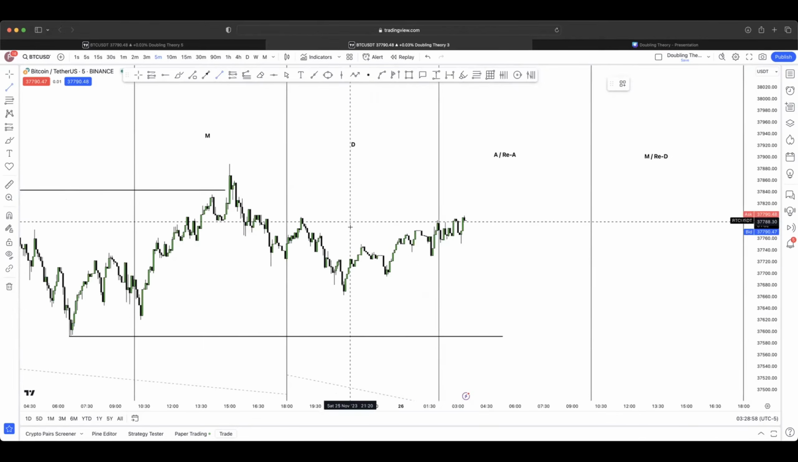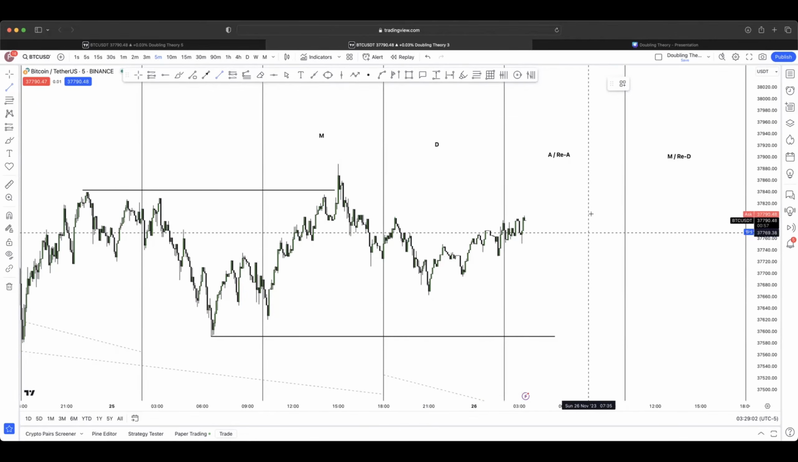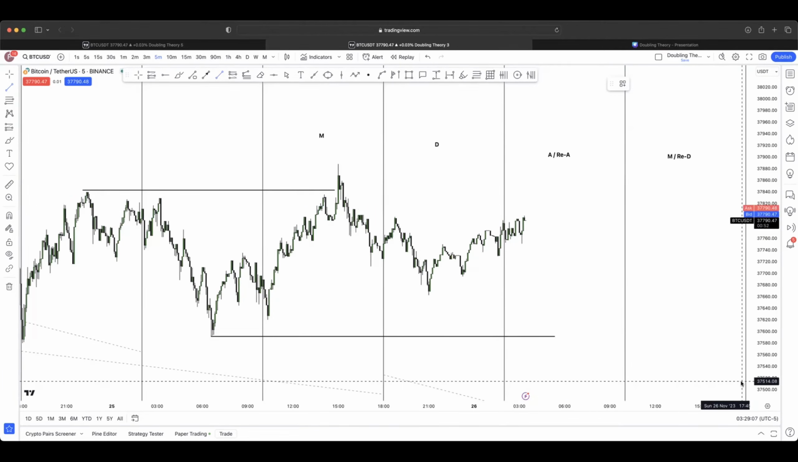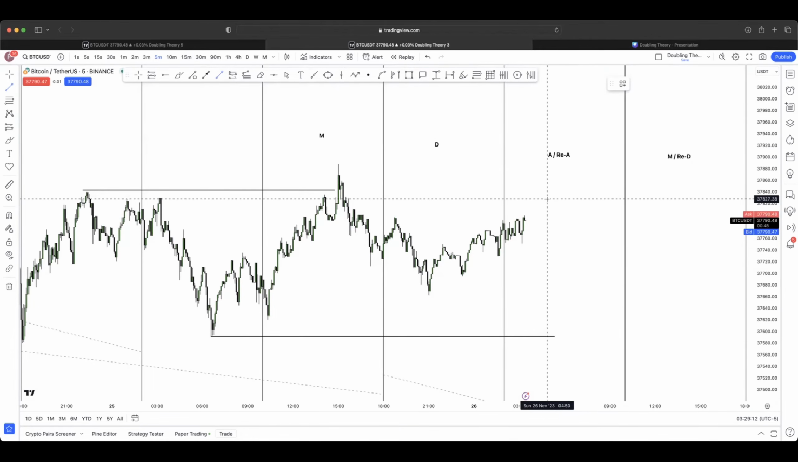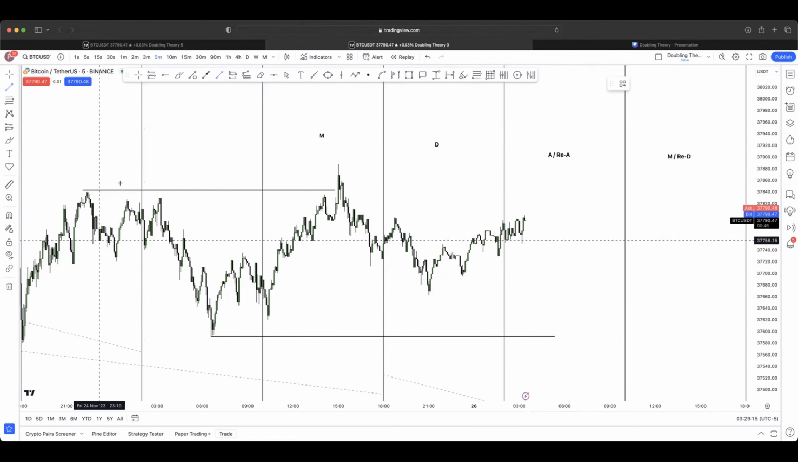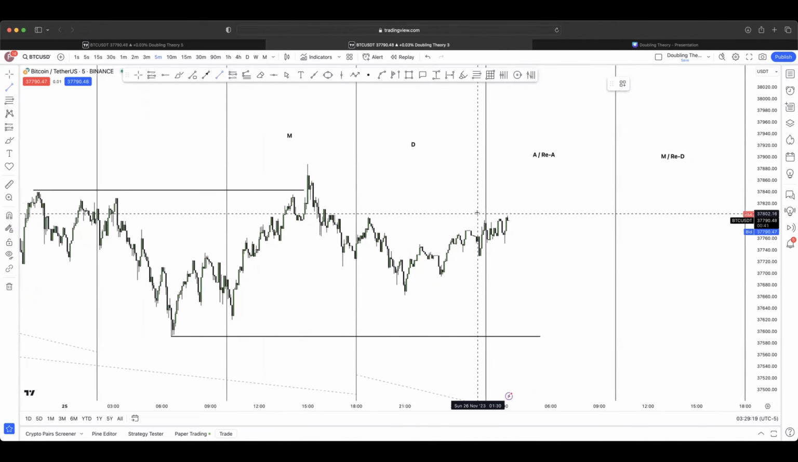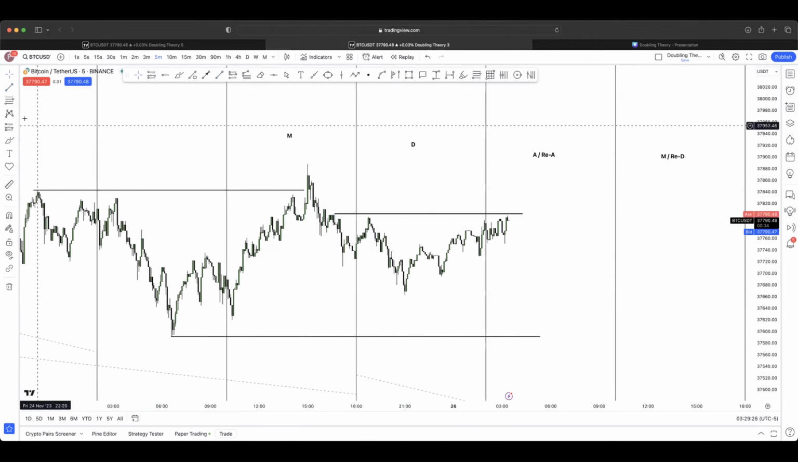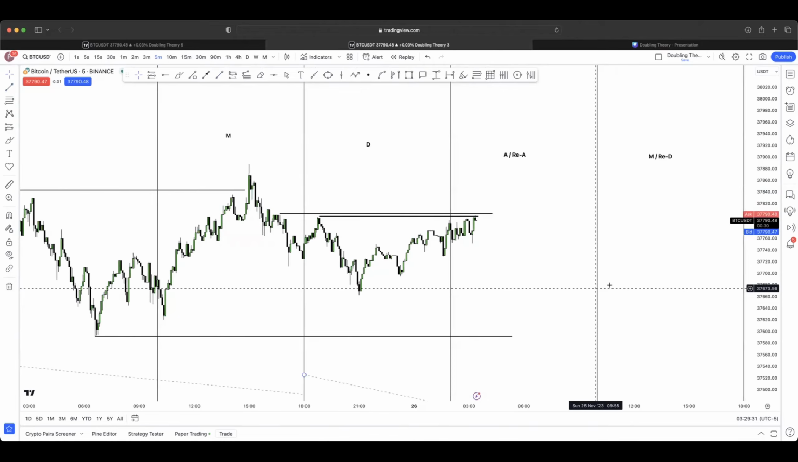From a theoretical perspective, manipulation, distribution, this is a reaccumulation. So we would ideally want to see price start to break down. If it breaks up, then that means my interpretation of this was completely wrong, because we are stuck in a big consolidation. Now, if we are going to see lower prices, I would say that we want to see price do this. Go from here, go from somewhere over here.